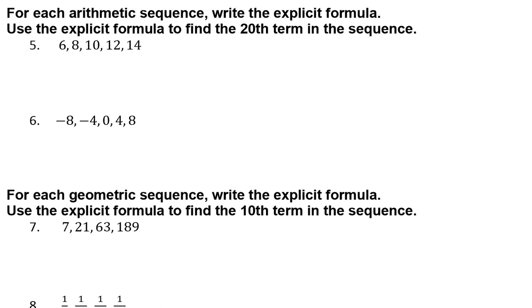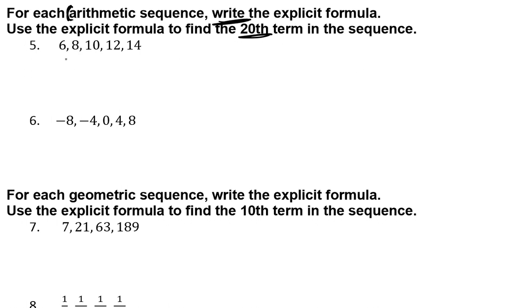Okay, question number 5. For each arithmetic sequence, write the explicit formula and then use that explicit formula to define the 20th term. So there's two things. I've got to write this formula and I've got to find the 20th term. And it does tell me that these sequences are arithmetic, although I'll probably verify that.